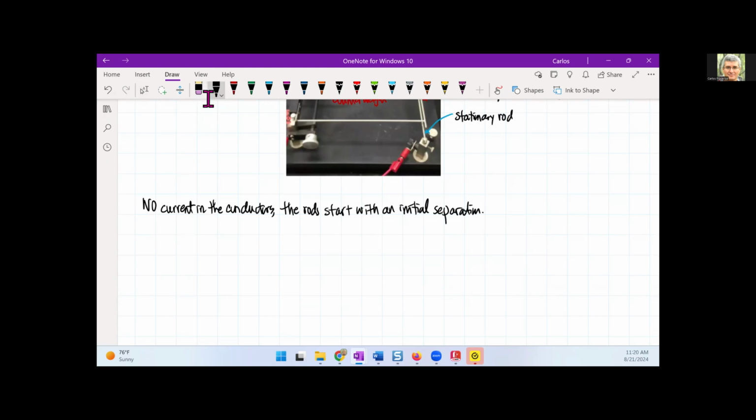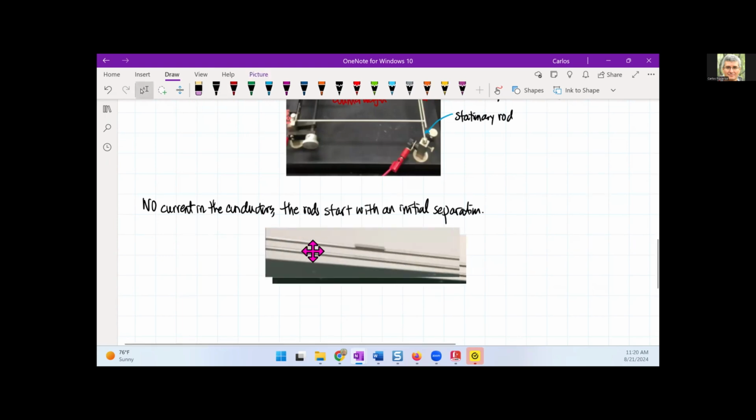So everything is relative to this separation. When I'm looking at this right now, I see that I1 is zero and I2 is equal to zero. There is no current. So that is the fixed distance. Now what happens is we start to run current through them.